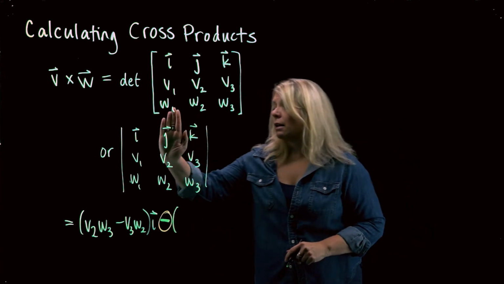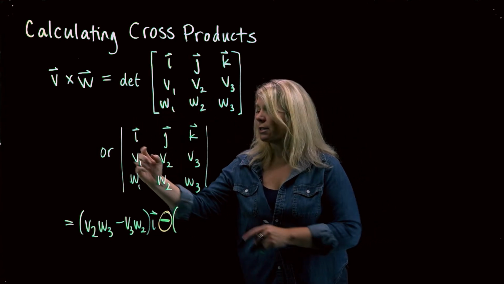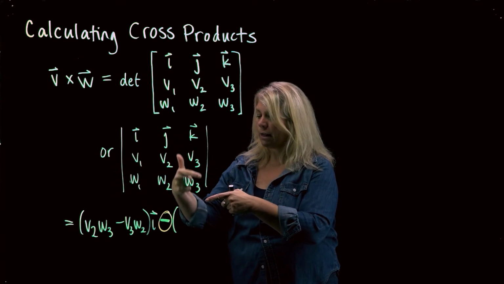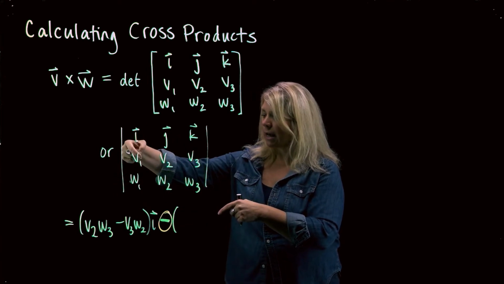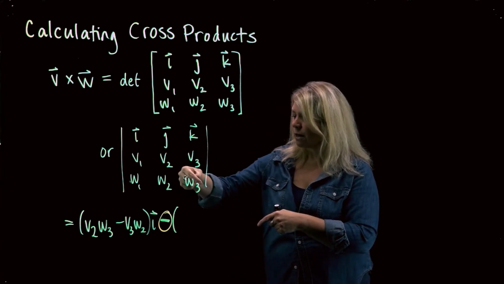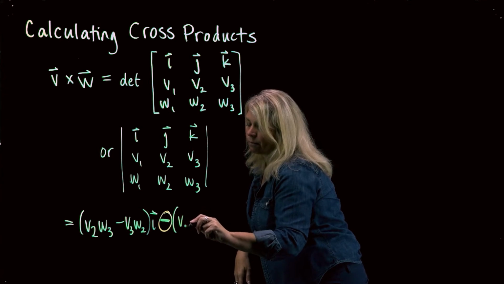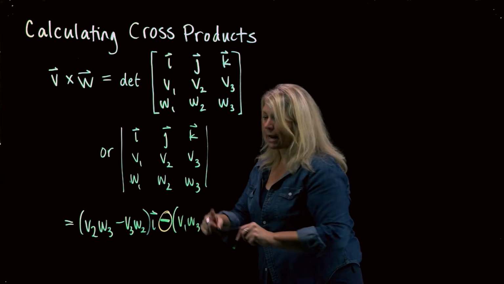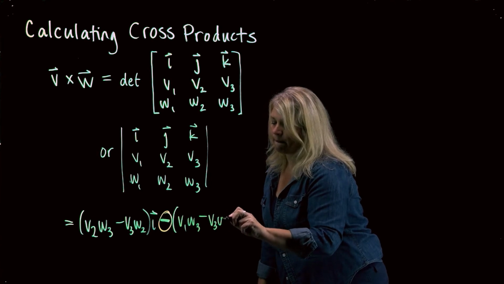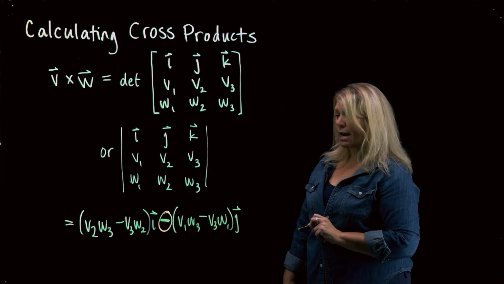OK, and then I'll eliminate the row and column that the j is in. And so I'm left with these two columns, v1 over w1 and v3 over w3. And so again, I'm going to do this product, starting in my upper left corner to w3. So v1 w3 minus v3 w1. And that is your j.